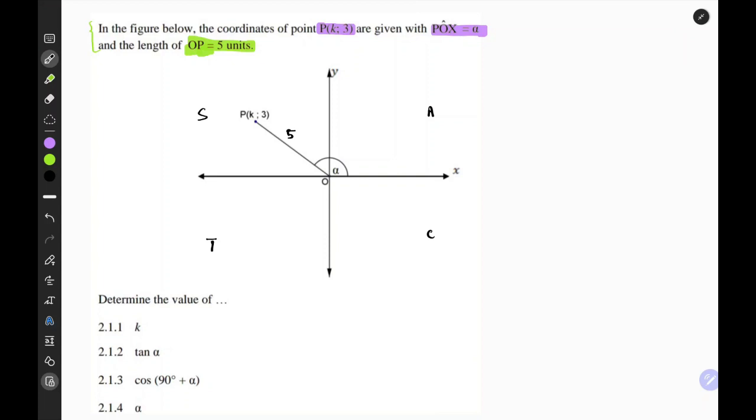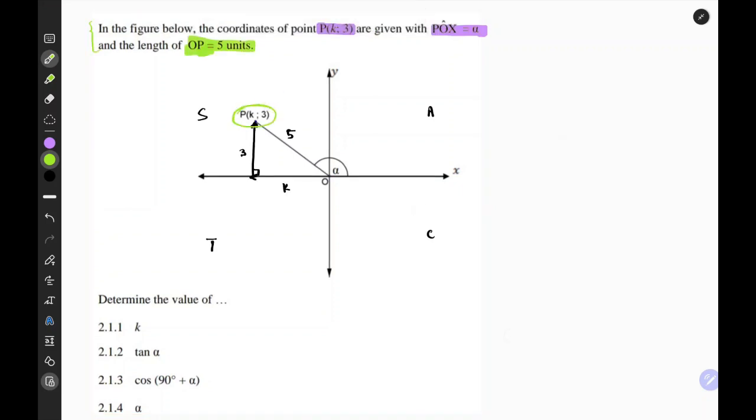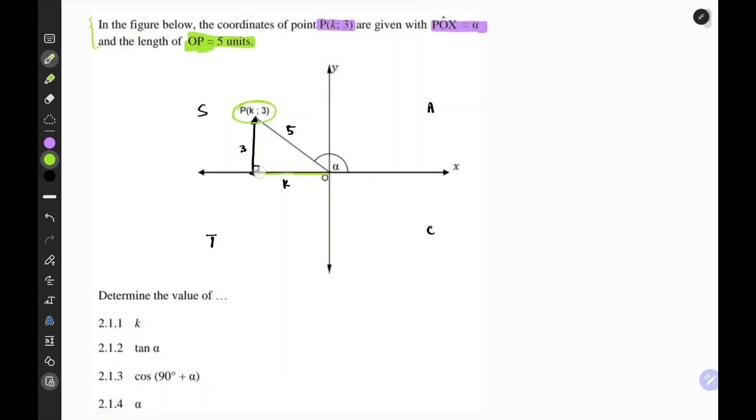So we can form a right triangle knowing that P is 3 units above from the origin and k units away, negative k units away from the origin. So there is the location of P. P is k units away from the origin, negative k units, and it's positive 3 units up.